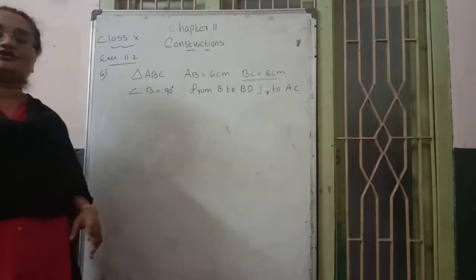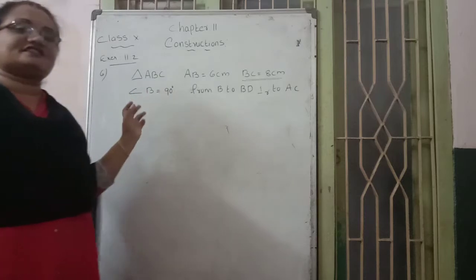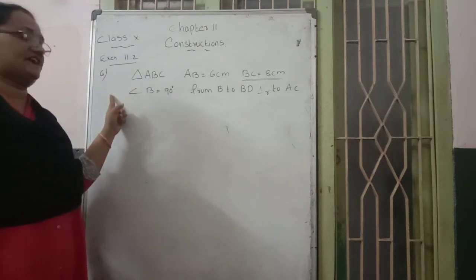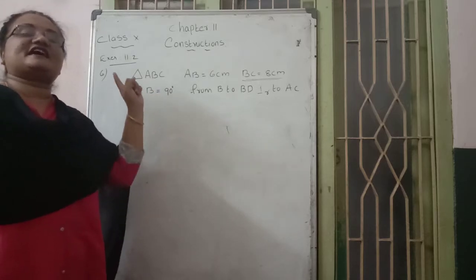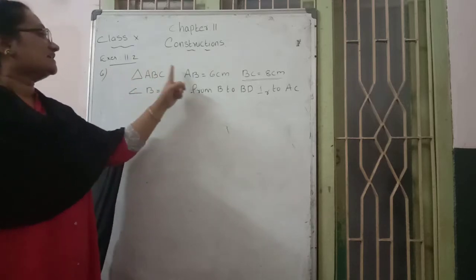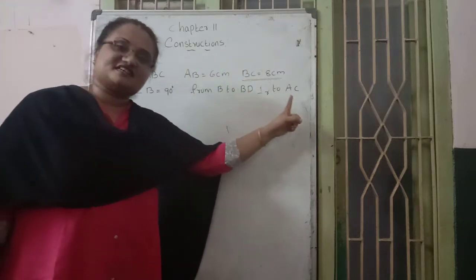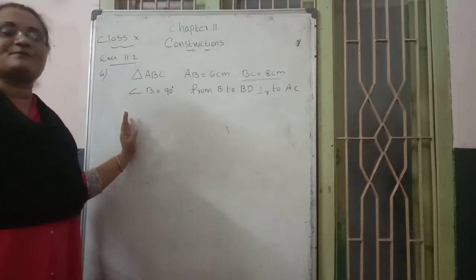Guys, now we are going to discuss chapter 11, construction. In this chapter, exercise 11.2, sixth question. There they are saying to draw a right angle triangle ABC. Side AB is given as 6 centimeter, side BC is given as 8 centimeter. Angle B is 90 degrees.